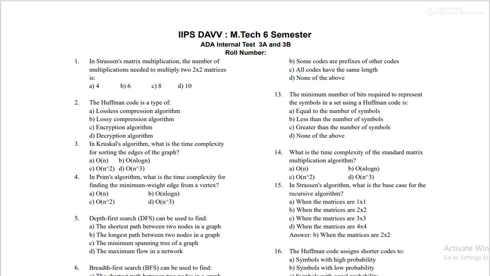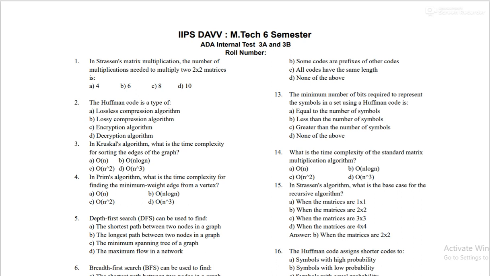Question number 1: In Strassen's matrix multiplication, the number of multiplications needed to multiply 2 by 2 matrices is, we are given the options 4, 6, 8 and 10. As we know, Strassen's matrix multiplication is a type of problem which uses the divide and conquer approach. So the number of multiplications needed is 6. So the correct option here is option B, that is 6.